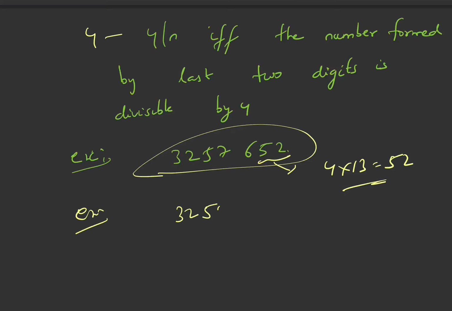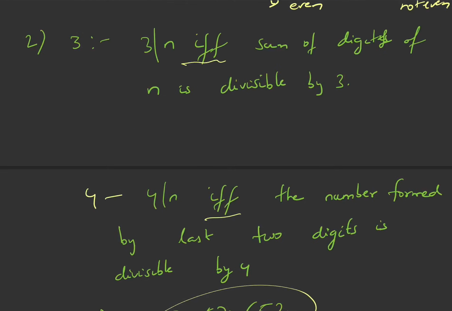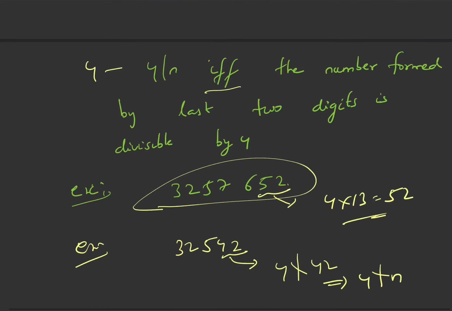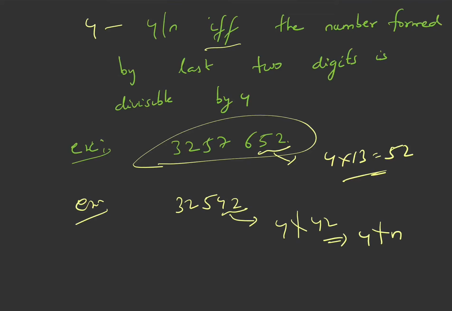For example, if I give you 32541 or say 42, you need to check, is 42 divisible by 4? No, 4 does not divide 42, so I can say that 4 does not divide n. All these conditions are if and only if conditions, that is, they are true both ways. So if a number is divisible by 4, then the number formed by the last two digits is divisible by 4, and if the number formed by the last two digits is divisible by 4, then the entire number is divisible by 4. Similarly, we know the test of divisibility of 5, that is, the last digit should be 0 or 5.